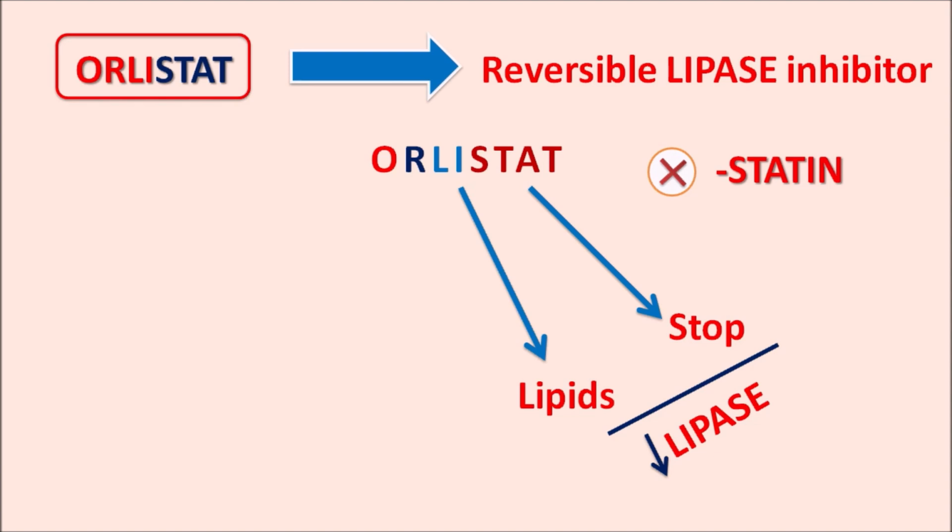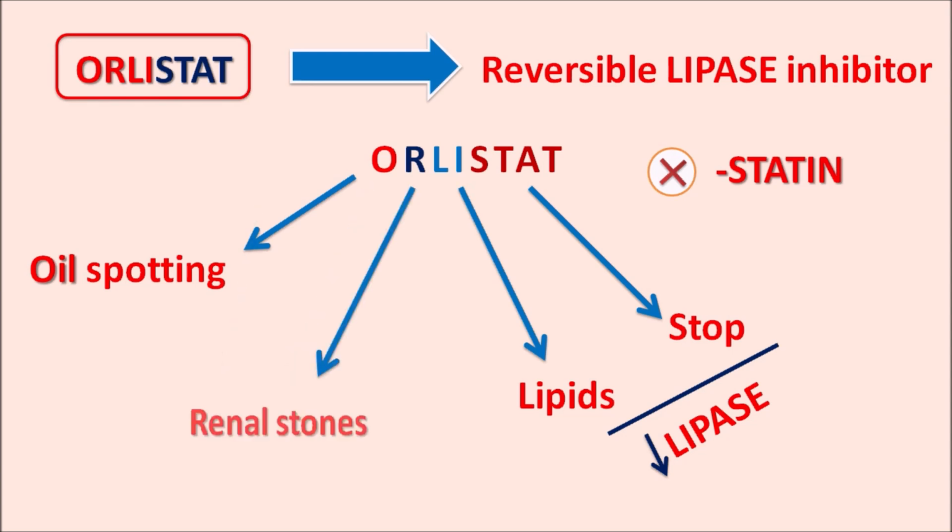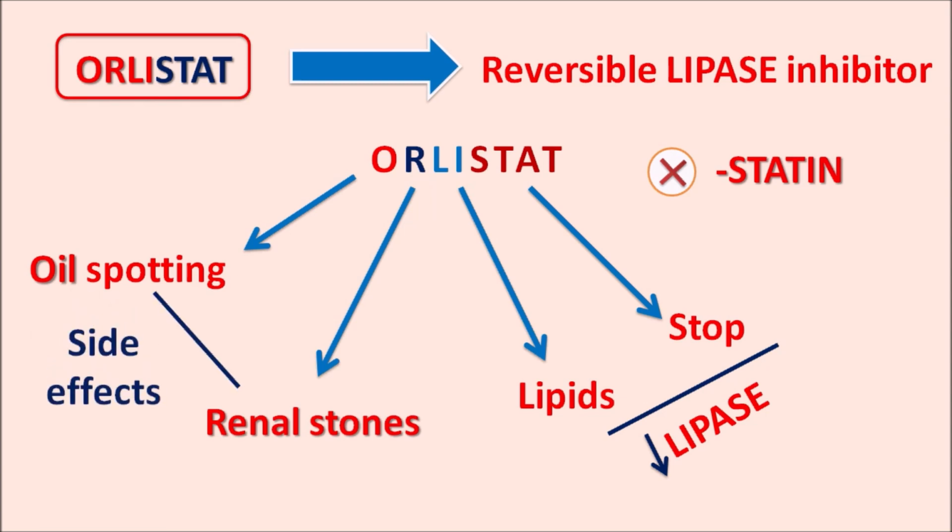The letter O indicates this drug produces some oil spotting as well as oily stools. Because lipids are not absorbed in the intestine, they are going to be excreted through the feces which produce oily stools, oil spotting. Similarly, the letter R indicates this drug produces renal stones. Since Orlistat deals with the lipids, it can produce some renal stones. So these are the two important side effects of this Orlistat which can be remembered in this way.